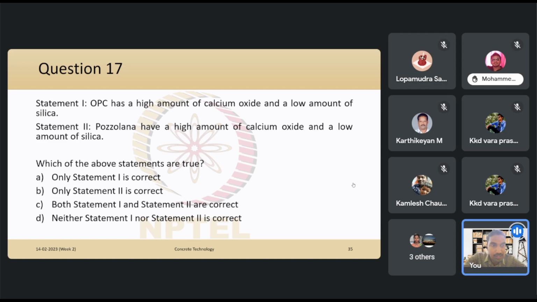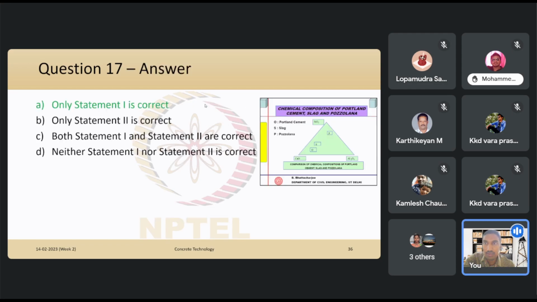Okay, so let's take a look at the right option now. The correct option among the four is option A. Only the first statement is correct, whereas statement 2 is not correct.